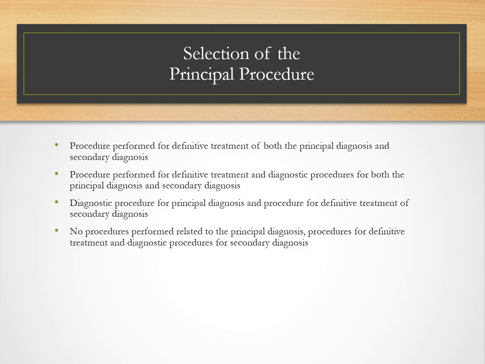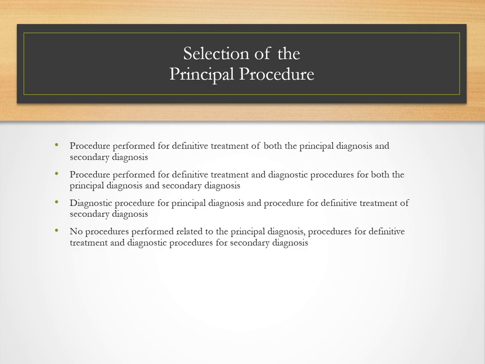Guideline 3, a diagnostic procedure was performed for the principal diagnosis, and a procedure is performed for definitive treatment of a secondary diagnosis. This is all about, guys, which procedure goes first. Sequence the diagnostic procedure as the principal procedure, since the procedure most related to the principal diagnosis takes precedence.